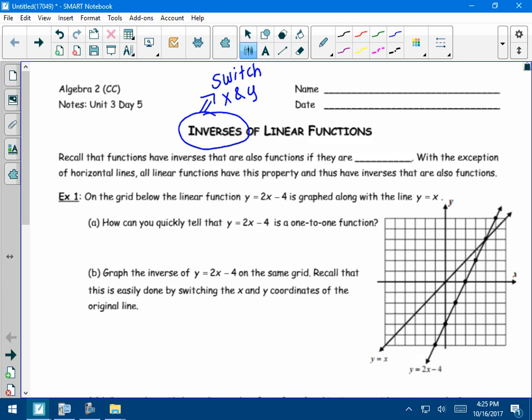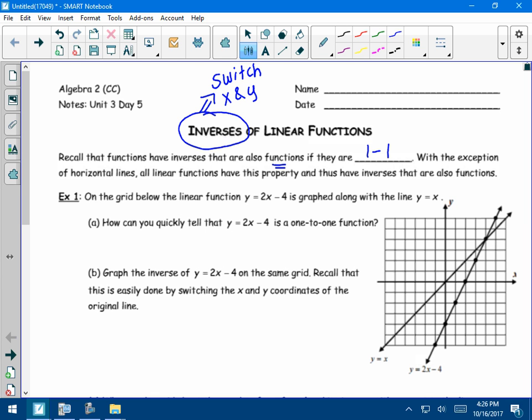Okay, so now it says recall that functions have inverses that are also functions if they are what? Well, remember, if you switch x and y, what makes something a function? No repeating x values. So if you're going to switch x and y, you can't have repeating y values either, because when you switch it, those will become repeating x values. So if it has no repeating y values and no repeating x values, we call those types of functions one-to-one. So that's when they pass the horizontal and the vertical line test.